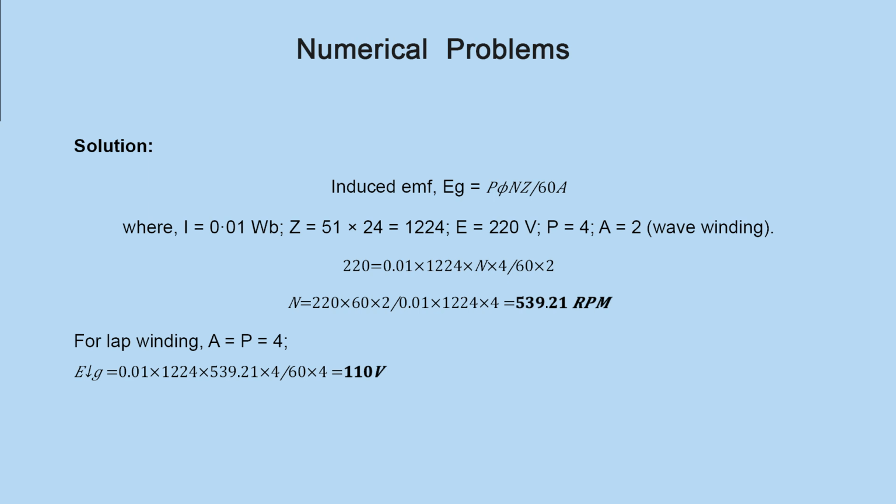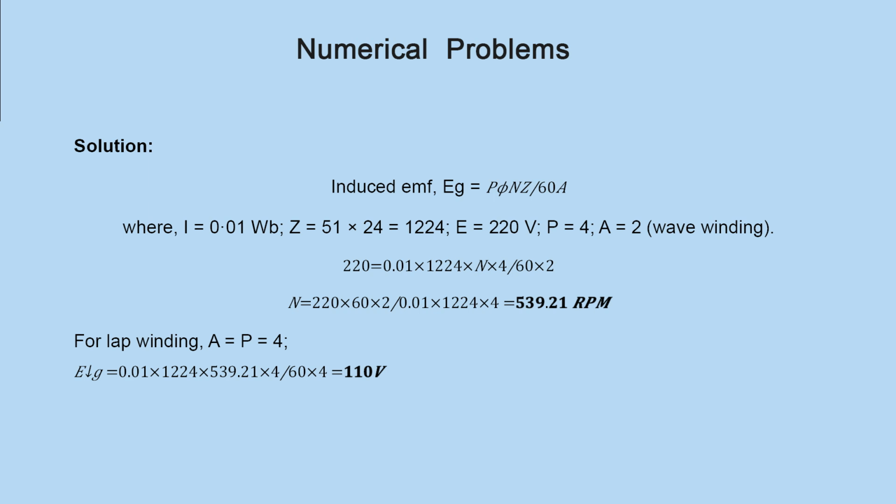Okay. Now this machine is reconfigured for the lap winding. In the case of lap winding, A is equal to P, which means A is equal to 4. So substitute those values in the basic EMF equation, then you will get the value of induced EMF. In the case of lap winding at the same speed, you will get the induced EMF as 110 volt, which was earlier 220 volt.